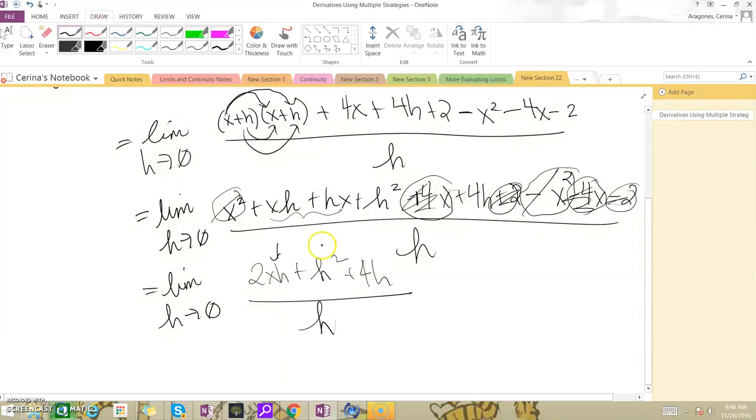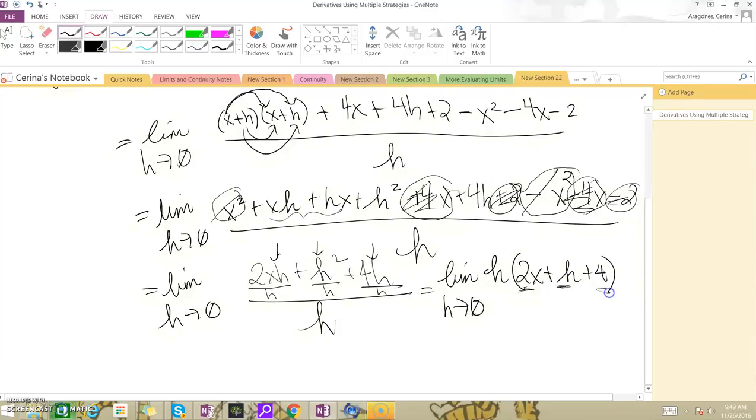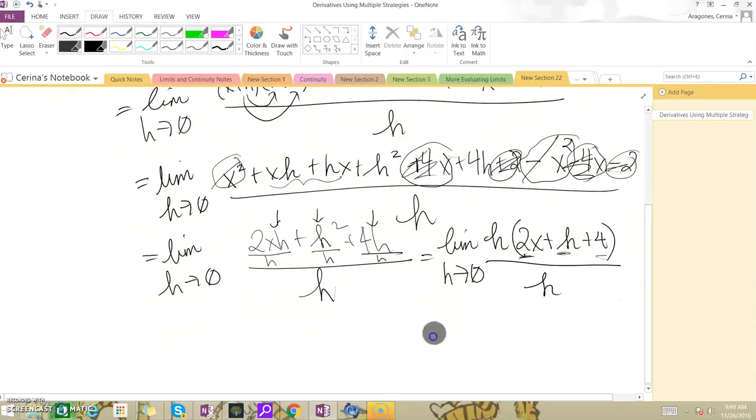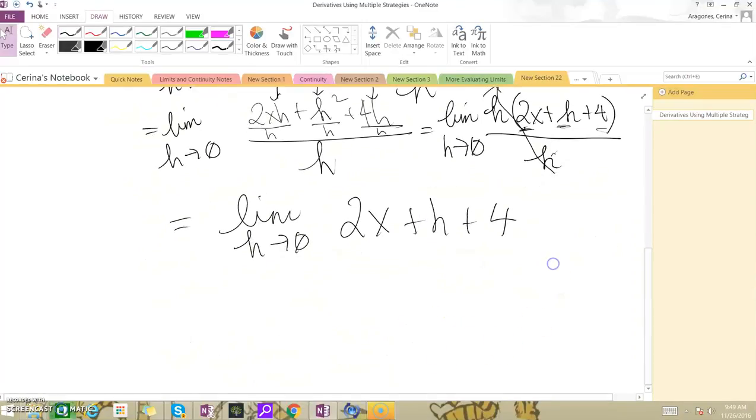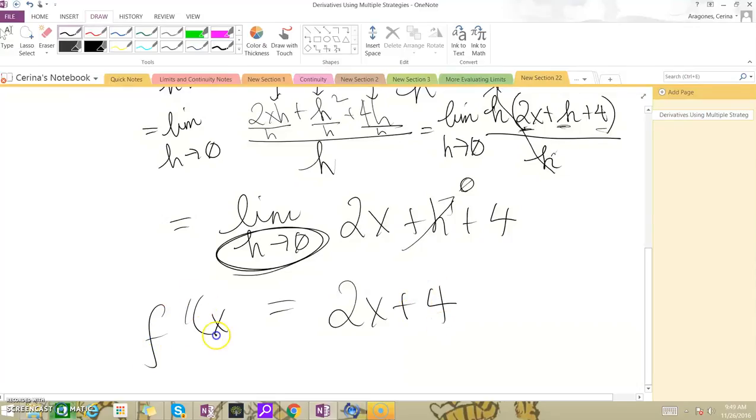You can see each term has an h factor, so we can factor it out: h times 2x plus h plus 4. Think of factoring out as dividing by h. So we divided this by h, divided this by h, and divided this by h. So we are left with 2x plus h plus 4, still all over h. H divided by h becomes 1. So we're actually left with the limit as h approaches 0 of 2x plus h plus 4. If we let h approach 0, it goes away, and we're left with 2x plus 4 as our derivative.